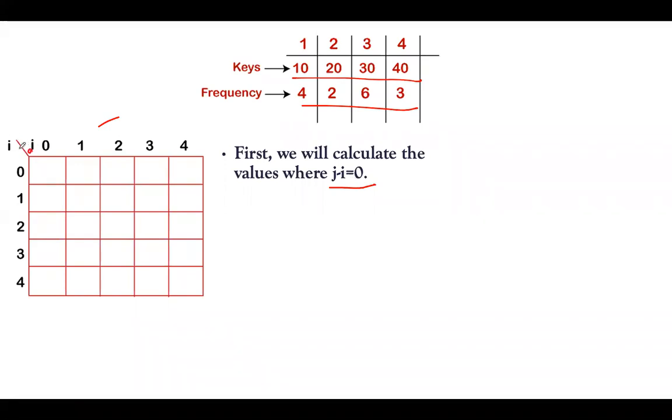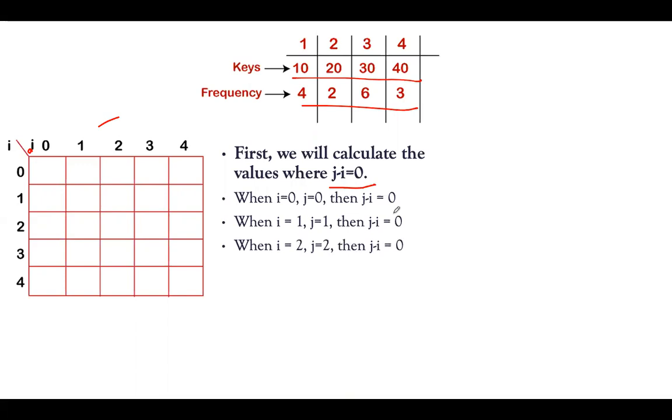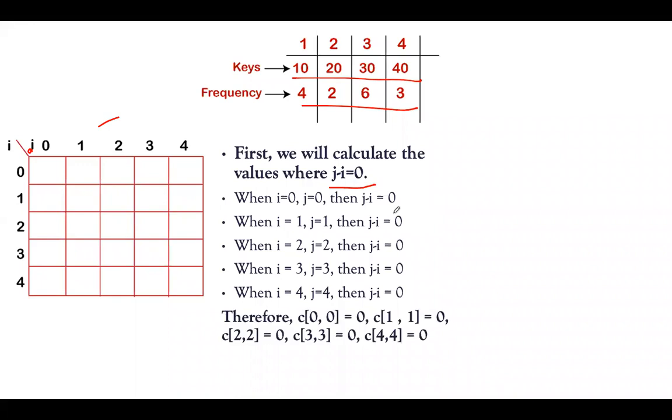This is the i value and this is the j value. i is rows, j is columns. This is according to the algorithm. Why j minus i is taken, because the algorithm is like that. So first we start from j minus i equal to 0. Wherever i is 0, j is 0, then j minus i is also 0. When i is 1, j is 1; i is 2, j is 2; i is 3, j is 3. At all these places, j minus i will be 0.